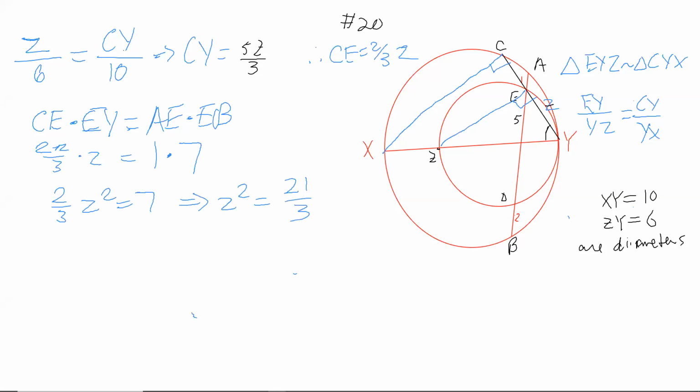no, sorry, 21 over 2. And then if we take the square root, it's just the square root of 21 over 2, which is equal to the square root of 21 over root 2, which is equal to root 42 over 2.